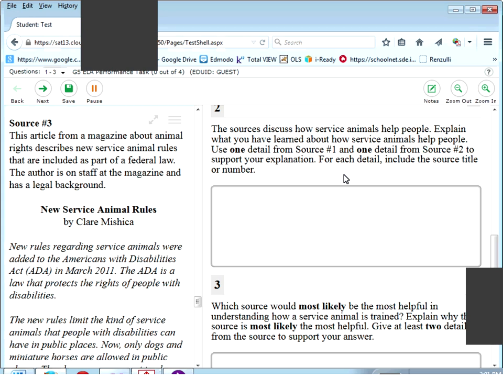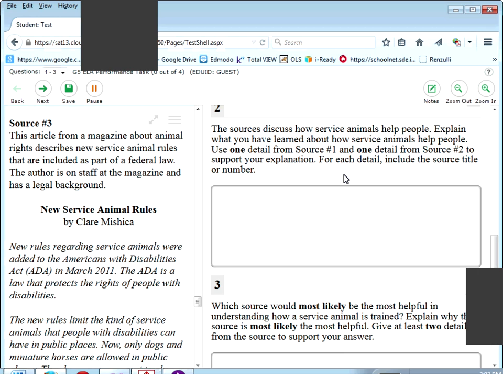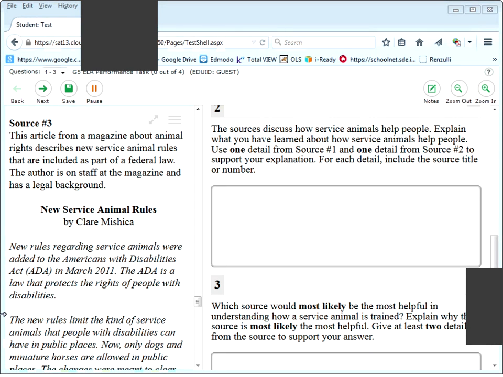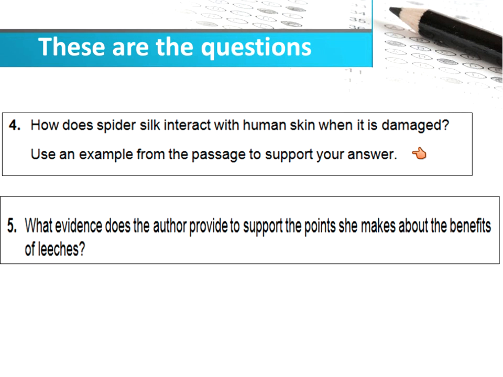The sources discuss how service animals help people. Explain what you've learned about how service animals help people. Use one detail from source number 1 and one detail from source number 2 to support your explanation. For each detail, include the source, title, or number. So there's a lot of things. That's a pretty meaty question and a lot of stuff that they're asking these kids to do from your 3rd grade up through your high school students. Depending on the level of difficulty, this is a pretty good example of what you would see. So let me take us back now to my presentation here.